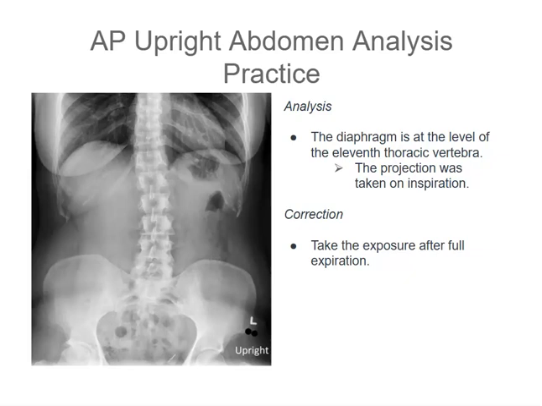However, we got a lot of lung here. Two things, we could center a little lower and decrease some of that lung. But if you look at and count backwards, you'll see that the diaphragm is at the level of the 11th thoracic vertebra, which should indicate to you that the projection was taken on inspiration. Therefore, we need to repeat the image and take the exposure after the full expiration.